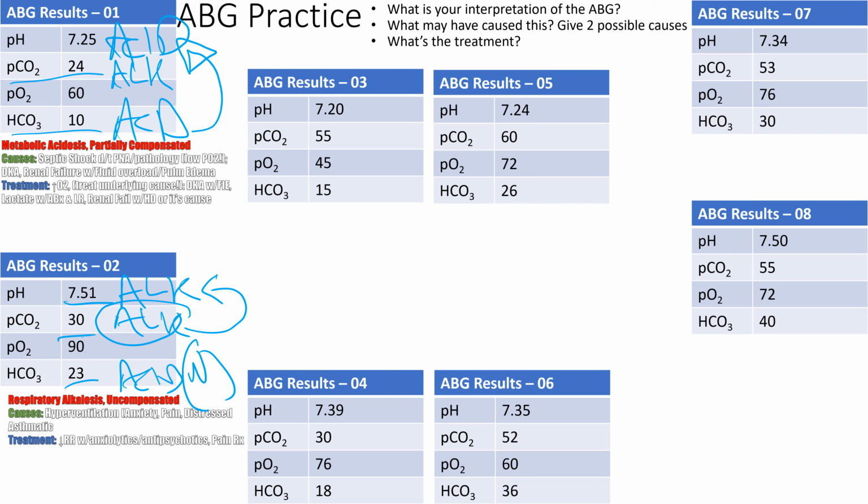All right, number 3, what do you got there? Acidosis. So it's acidosis. What about the PCO2? Is it acidosis or alkalosis? That's also acidosis. The bicarb is also acidosis. What the heck? So we got a mixed acidosis. This is a fancy ABG.